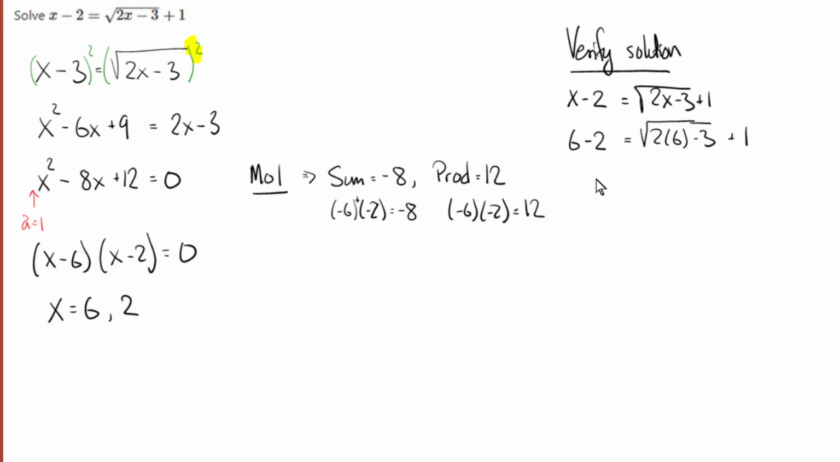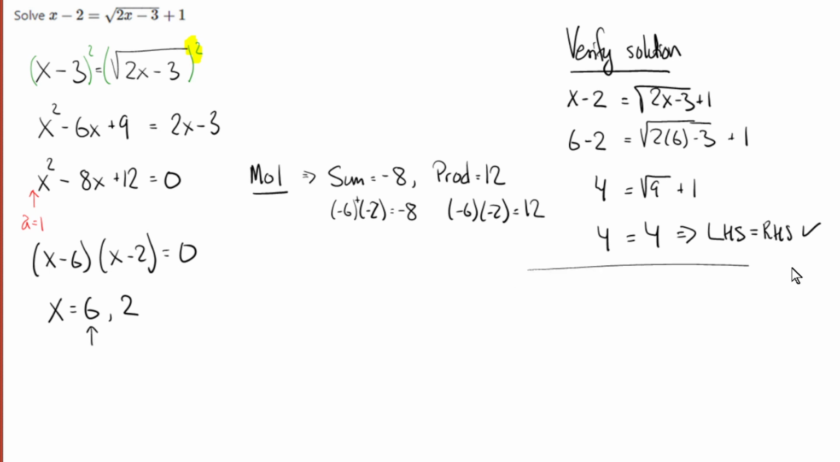The left-hand side is just 4. 2 times 6 is 12, minus 3 is 9. So we have square root of 9 plus 1. Square root of 9 is 3, so we have 4 on the left-hand side. 3 plus 1 is 4. So in this case here, the left-hand side equals the right-hand side. So this is, x equals 6 is a valid root.